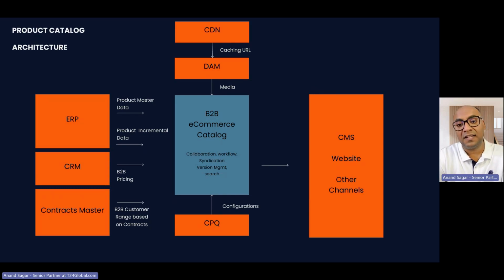And the moment they select that configuration, the specific SKU is dynamically selected, and the specific SKU pricing from the B2B perspective gets selected dynamically. That's another part from the configuration perspective that you have to take care of in the B2B commerce catalog. And let's look at the top part, the CDN and the DAM. In one of my other sessions, I talked about digital asset management.